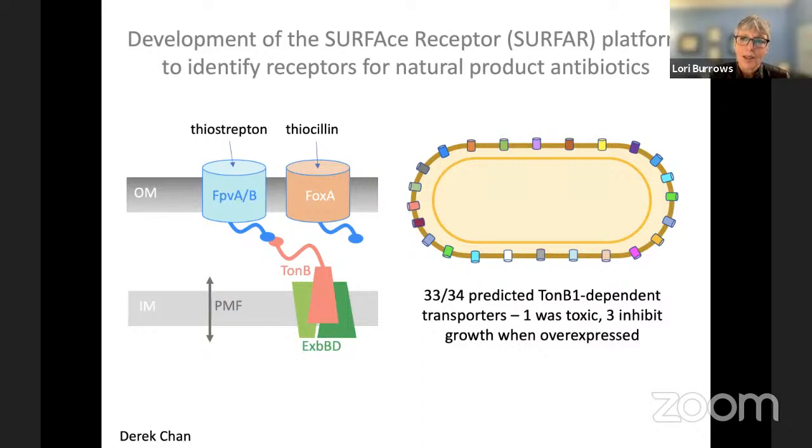But the idea was, if you take this set of strains and try treating them with a whole bunch of different natural products that normally would not kill Pseudomonas, can you find the receptors for these drugs by doing this?